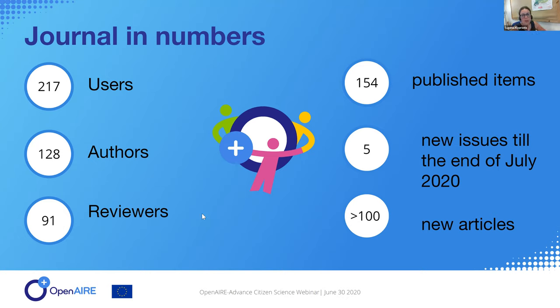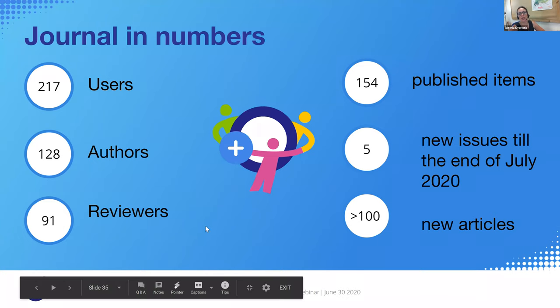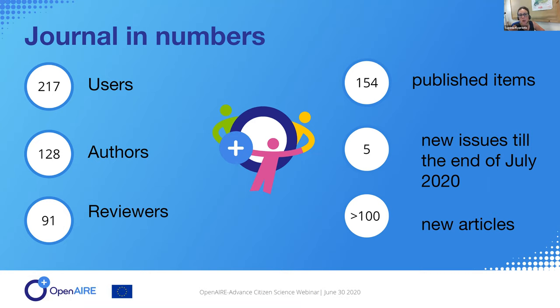For the time, our journal has 270 users. 118 of them are authors. They have provided content. 91 are reviewers. This journal is peer-reviewed. This is how we can guarantee for the quality of the content. Most reviewers are professors from universities that we cooperate with. As I said, this is an international journal.